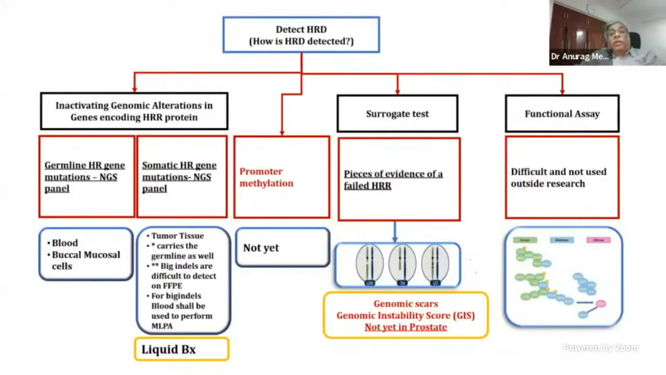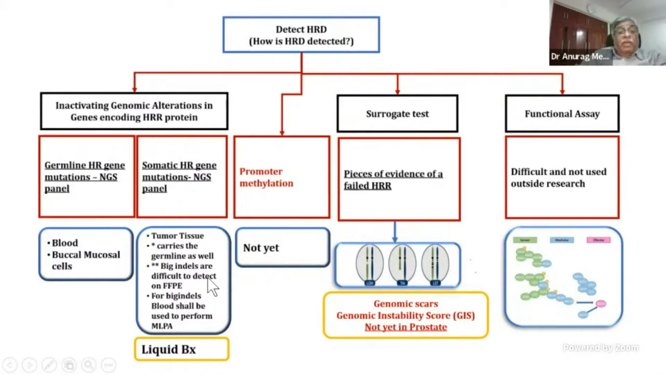So what are the various HRD tests that we have? So as far as finding the inactive genomic alterations are concerned, we can use a germline test using an NGS panel. And for this, we will need blood or a buccal mucosal swab. For somatic testing, which is again done by NGS, we use the tumor tissues. And remember that they will carry the germline mutations apart from the somatic mutations.